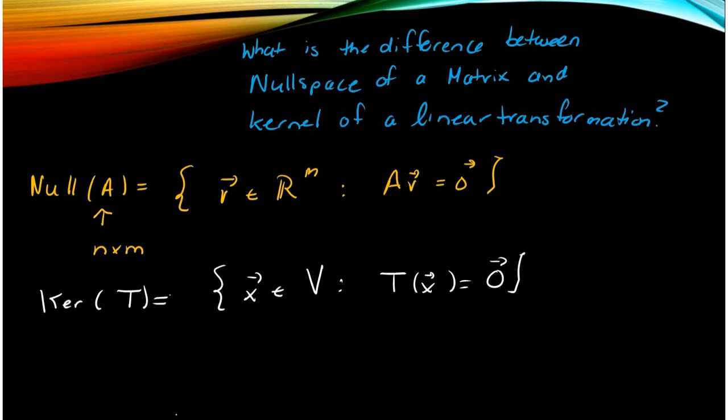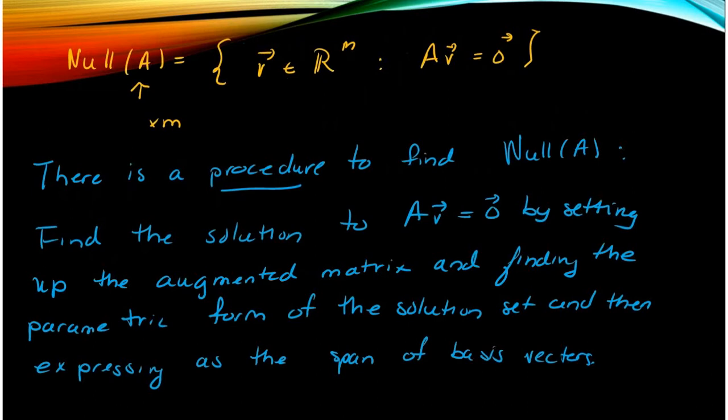And the definition of the kernel of a linear transformation is that it's the set of vectors x belonging to the vector space V such that T(x) is equal to the zero vector. The difference is how you find the null spaces, and in some cases it can be a very different process. The null space of A is found by a procedure. You first look for the solution to Av = 0, and you do this by setting up an augmented matrix and finding the parametric form of the solution set, and then expressing that as a span of basis vectors.